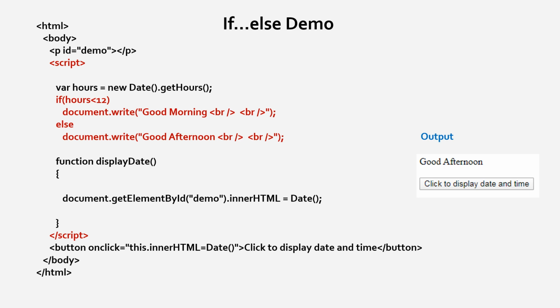For that, how will we get the current time? We have the getHours method. Using the getHours method we will get the current time. So that is used here. Once we get the current time, it can be compared with the reference time, that is 12 o'clock. If this condition is true, good morning is displayed; if the condition is false, good afternoon will be displayed.